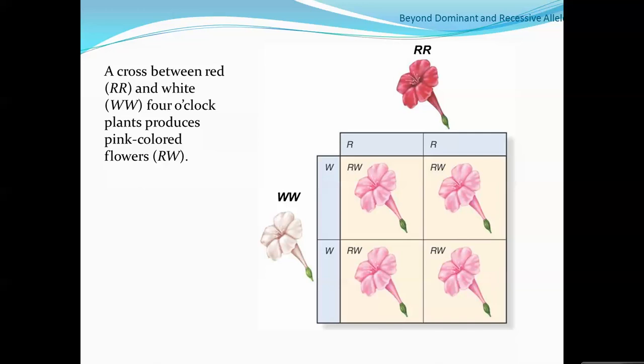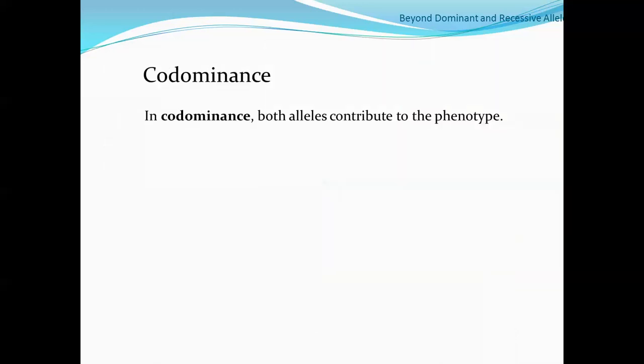So when we cross red and white, we don't get a mixture of reds and whites. We get all pink. That is showing that our two alleles mix with one another in incomplete dominance. So we have red and white making pink. That's incomplete dominance. Think of it as a mix.